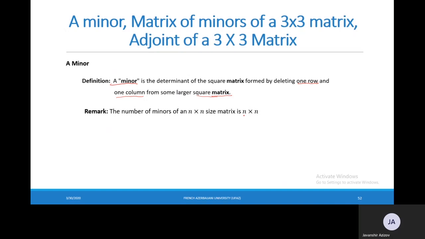Example, find all minors of this matrix. To find all minors of this matrix, we will use this definition. Our matrix is this one: 1, 5, 0, 3, 7, 11, 9, 3, 2. We know that we will have 9 minors because the size of this matrix is 3 times 3.